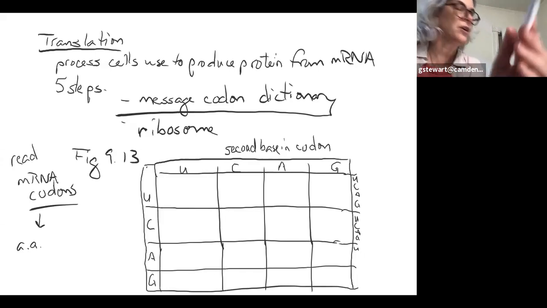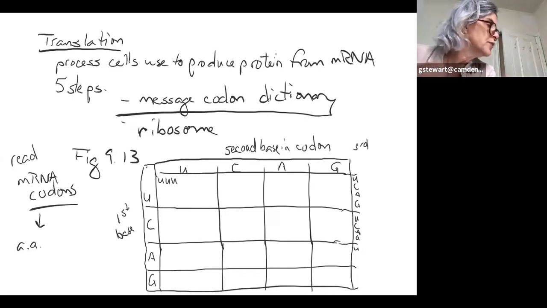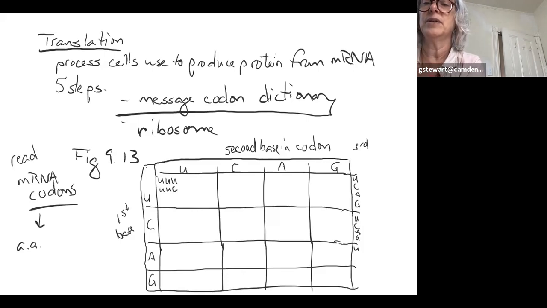And how you read the chart is, for example, this first code here is going to be U, U, U, because this is the first base over here on the left, the second base. This is supposed to be the third base in the codon. So this first U, U, U, and U, U, C. So first base U, second base U, third base C, because you're following it over from here. Both of those code for the amino acid phenylalanine.